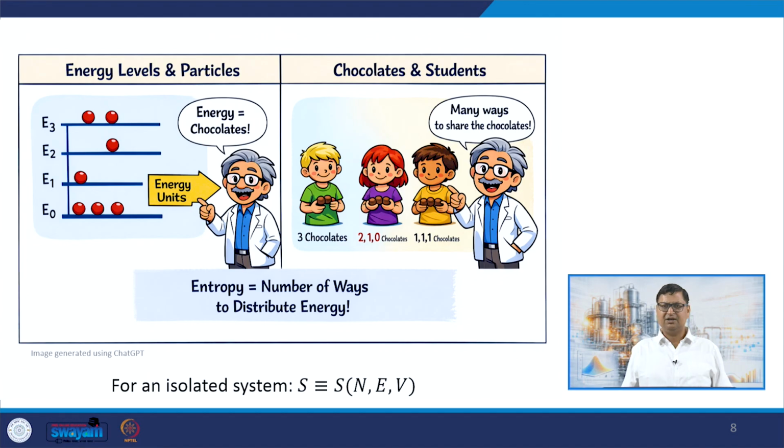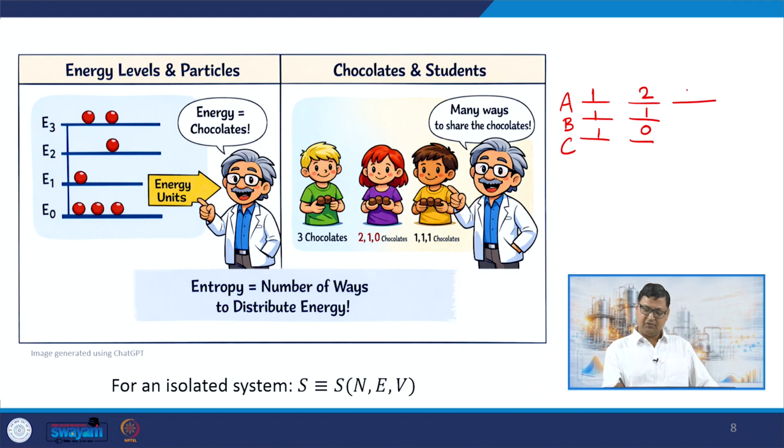Now you can imagine that if I have 3 chocolates, they can be distributed among 3 students in multiple ways, right? What we would think is the most justified thing is I will give 1 to everyone. Let us say there are 3 students, A, B, and C. Everybody gets 1. The other possibility is that one of them gets 2, the other one gets 1, and the third one gets none. Another possibility is one of them gets 3 and the other 2 get 0. So all these possibilities do exist.